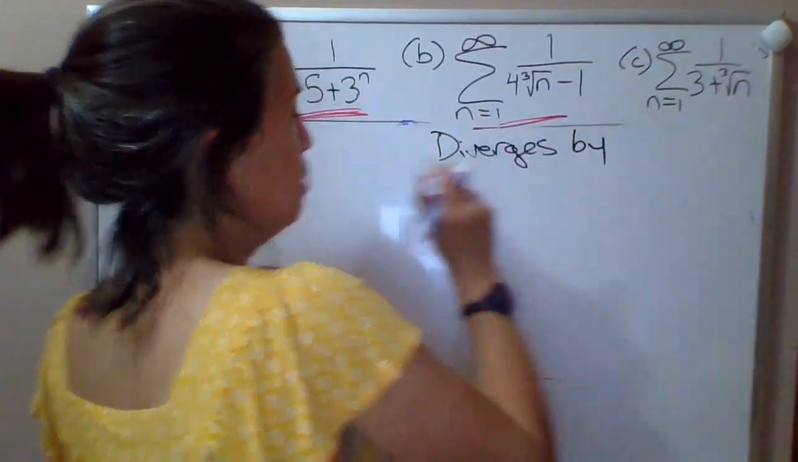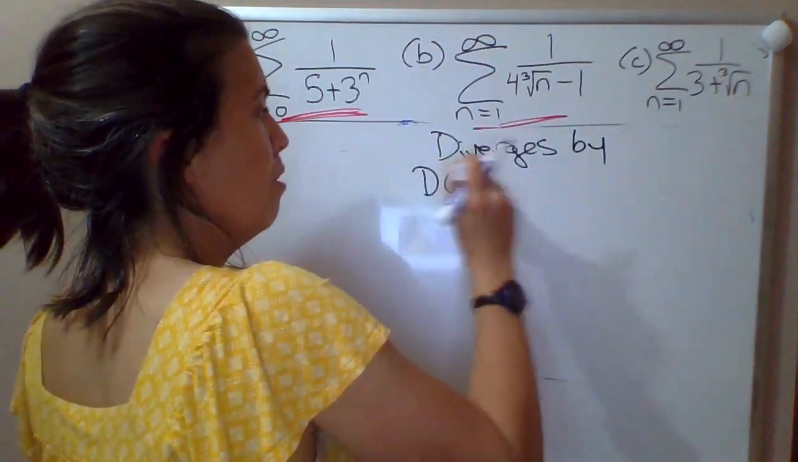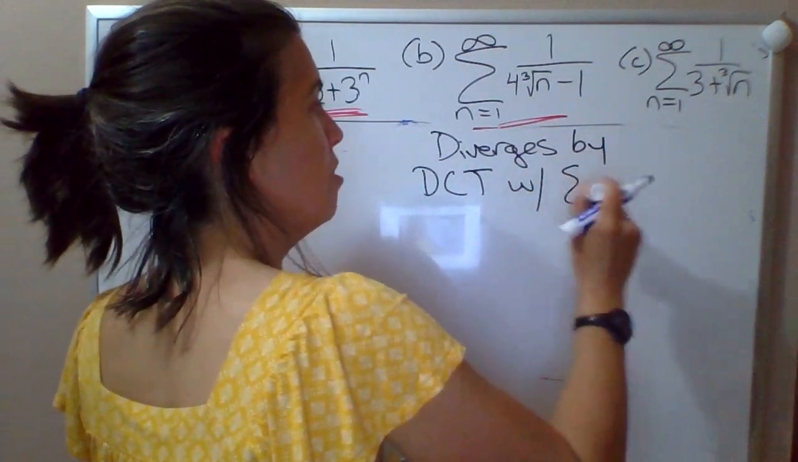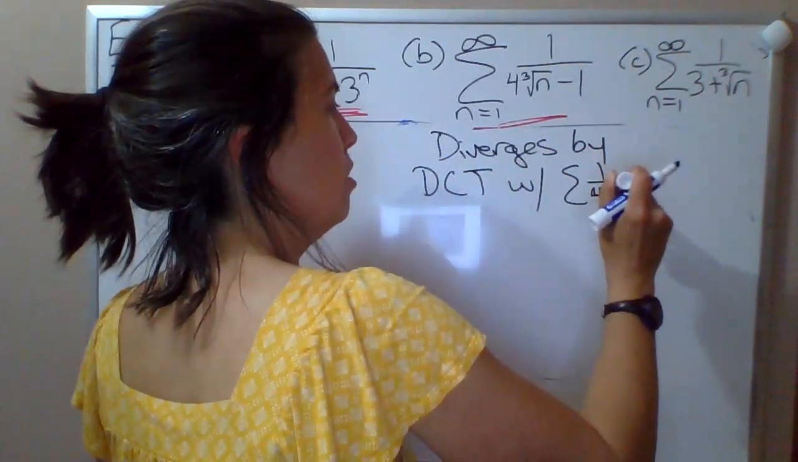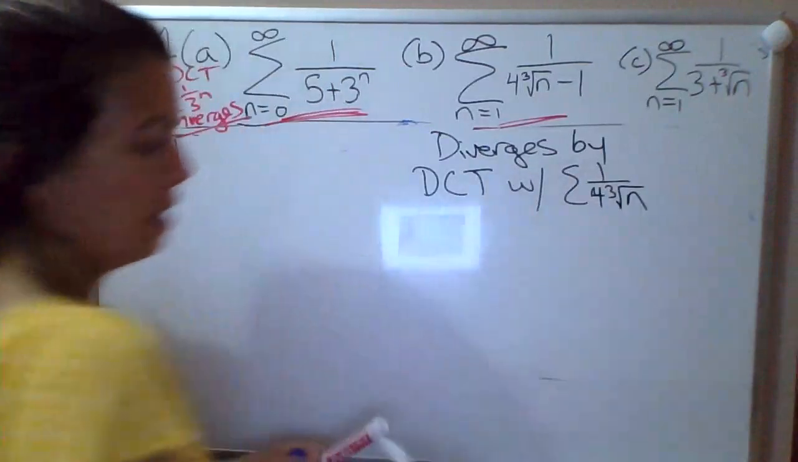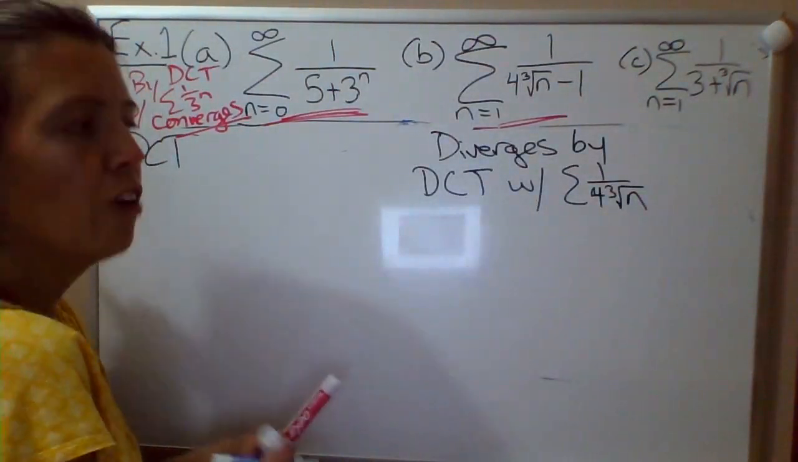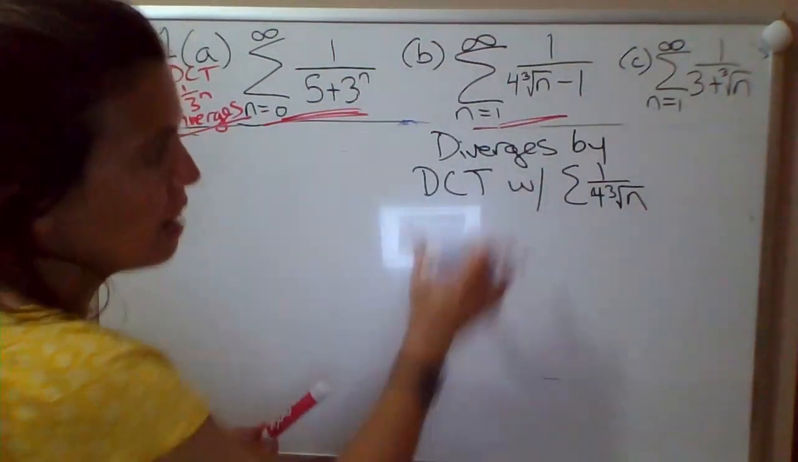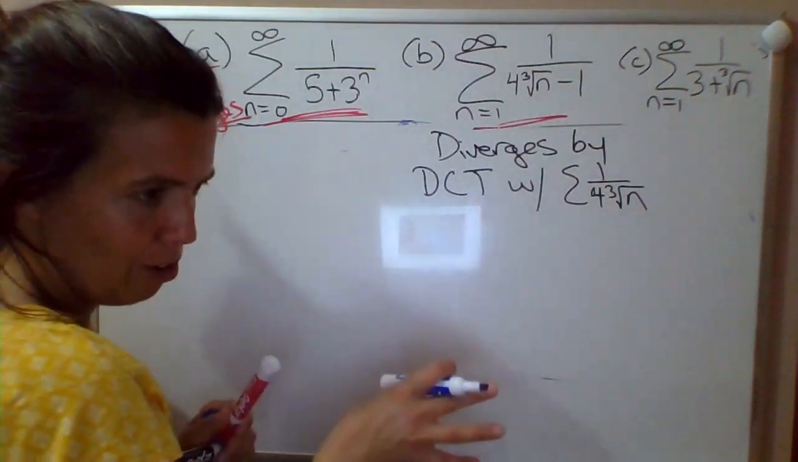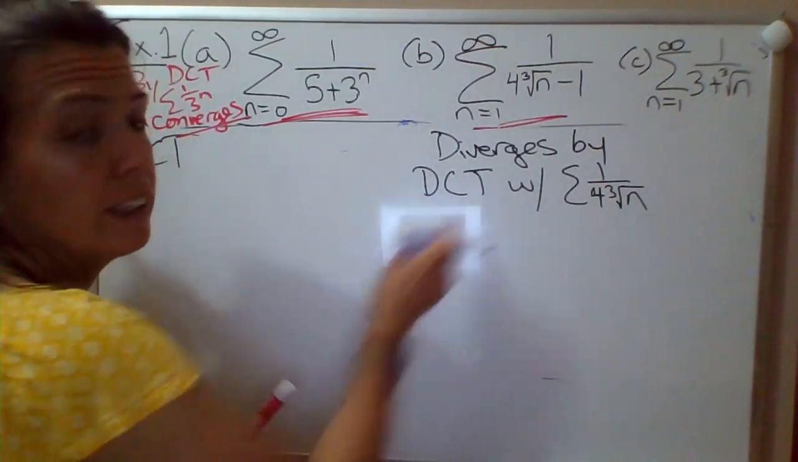Diverges. If I want to give a complete answer, by direct comparison test with the series 1 over 4 cube root of n. That would be a complete answer. You should also show your inequality and all of that, but even just to give an answer where you fully answer the question, you have to give all of that information.